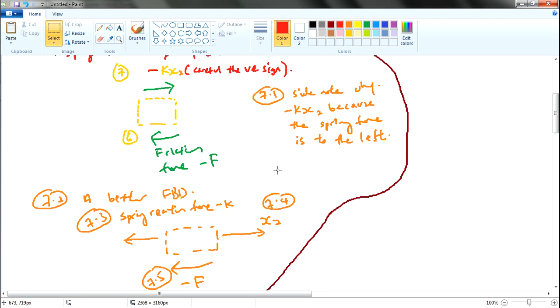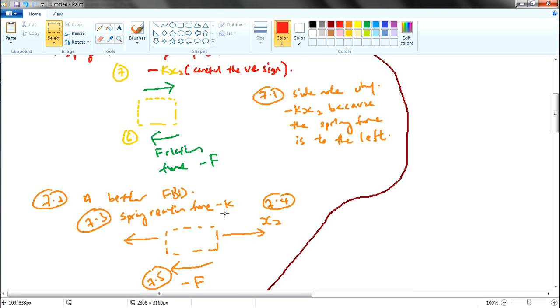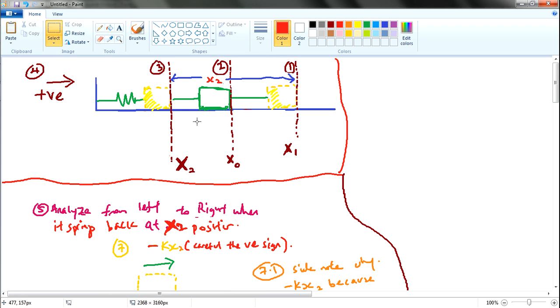While the x2 itself, because it's moving towards the positive side, is plus ve. So it's moving in this direction, which is perfectly fine. However, since it is negative k multiplied by x, it will become negative kx. So we have negative kx2.